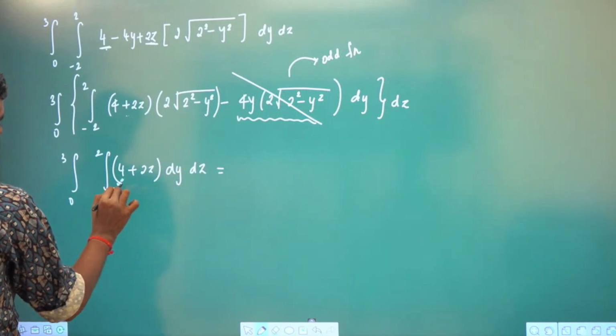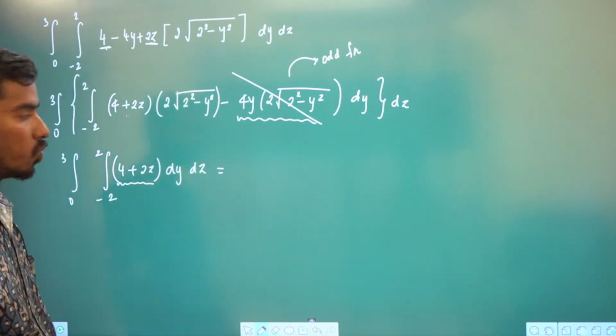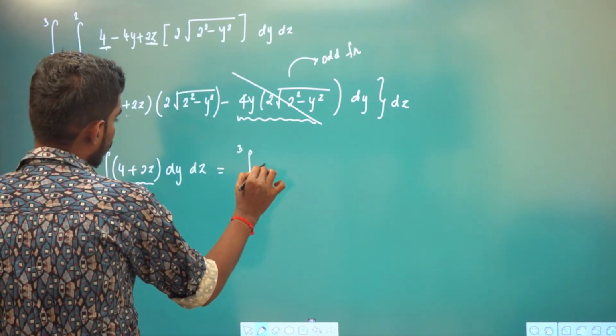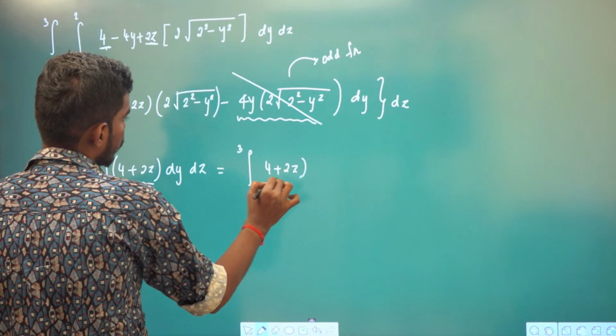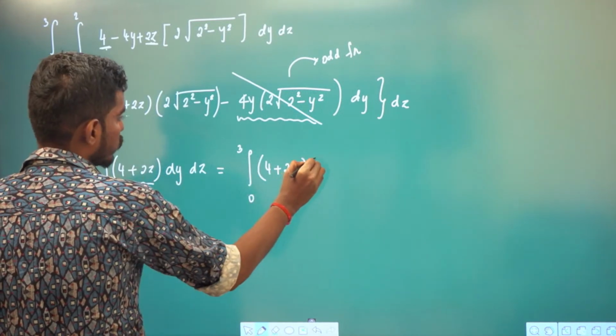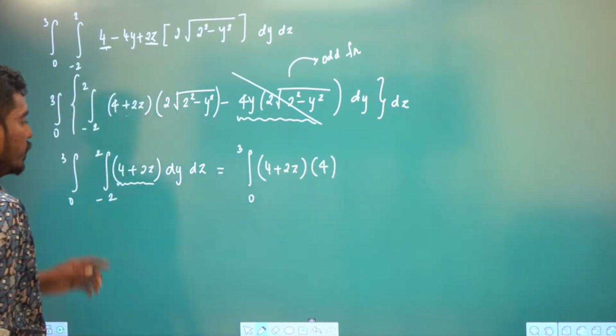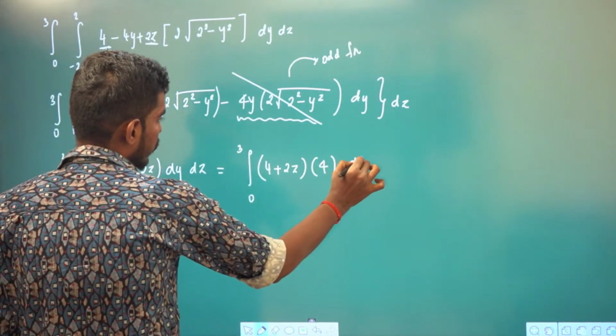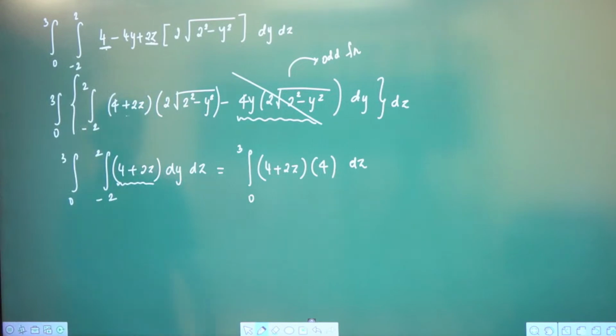Now again this term is independent of y, so I can treat that as constant. So integration of 0 to 3, 4 plus 2z. Integration of dy is y, so upper limit minus lower limit will be 2 minus of minus 2, it will be plus 4 dz. Is it clear?